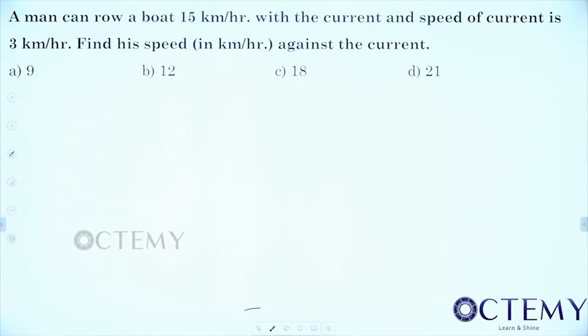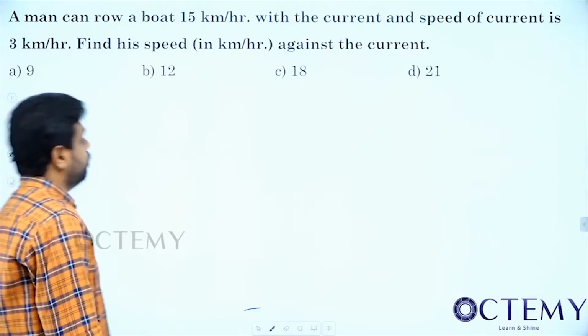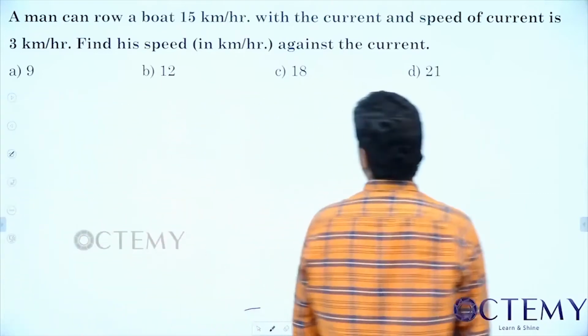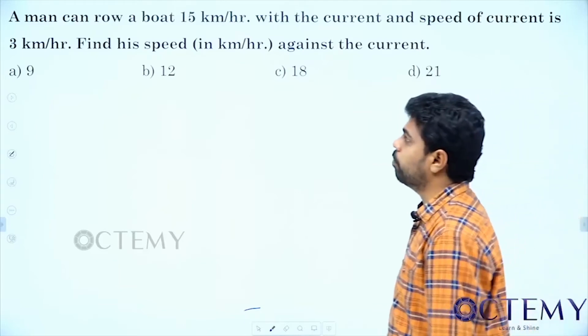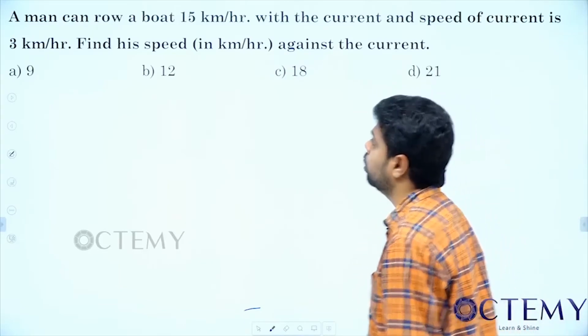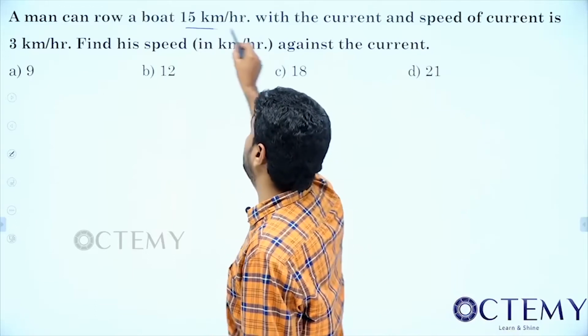So Meena commented 18. Aditya commented 9. Akshaya commented 9. Pallav Kumar commented B, that is 12. The man can row a boat at 15 km per hour with the current, and speed of current is 3 km per hour. Find his speed against the current, he told. Man can row at 15 km per hour with the current.